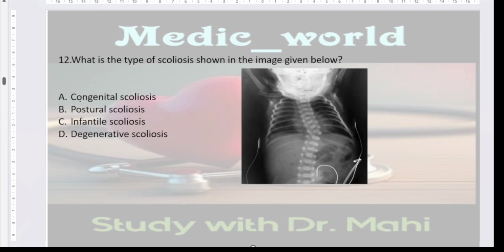Now the next question is, what is the type of scoliosis shown in the image given below? In the given radiograph, the presence of single hemivertebra at T9 and concavity to the right in the lower thoracic region is suggestive of congenital scoliosis. So the answer to this question is option A, that is congenital scoliosis.